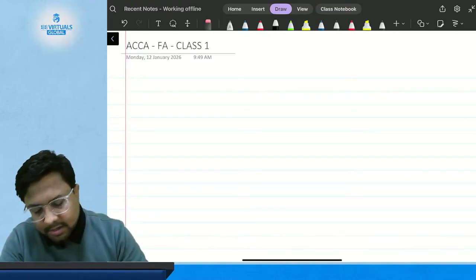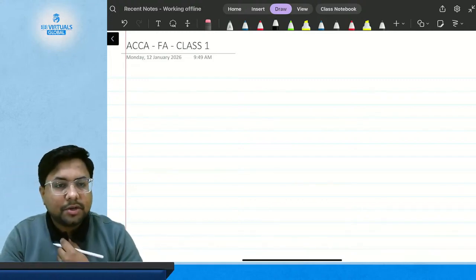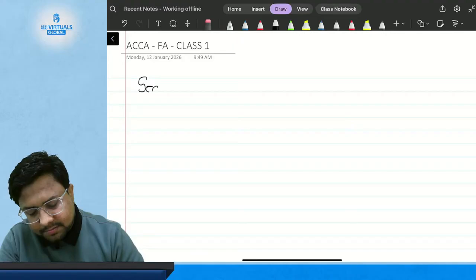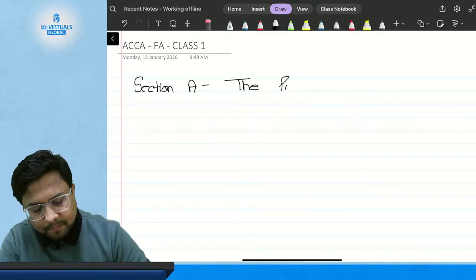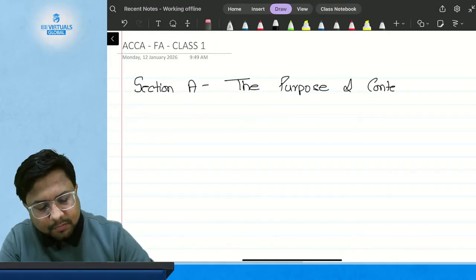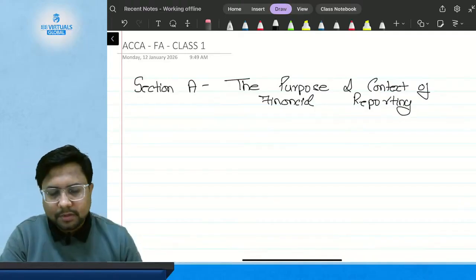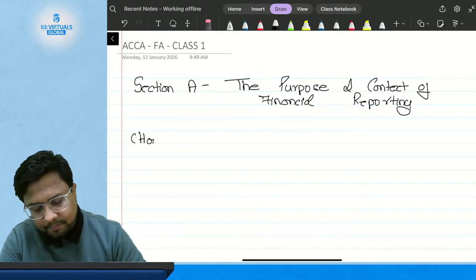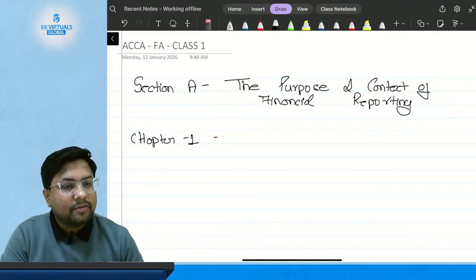Section A means the purpose and context of financial reporting. In this section we are going to start our very first chapter, that is chapter number 1, which has the name financial reporting and financial statement.